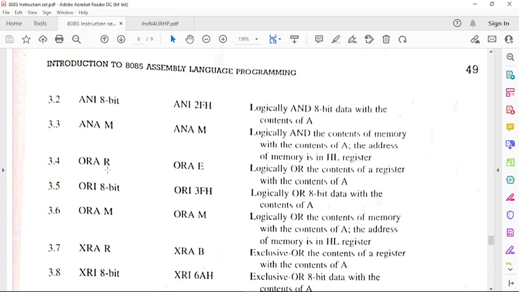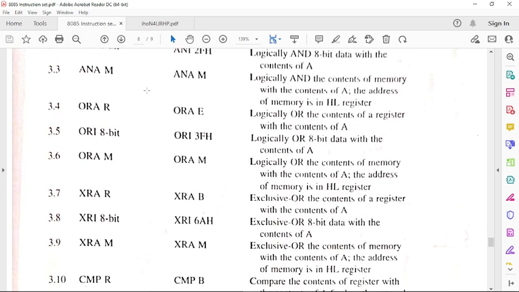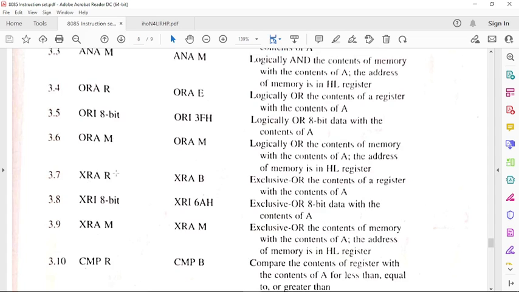Same operation for ORI 8-bit, ORA M, the same operation is there. So you can easily understand the meaning by developing the analogy. Here the OR operation is related with the general purpose register, 8-bit data and memory. Here also the XOR operation is related with the general purpose register, 8-bit data and memory.